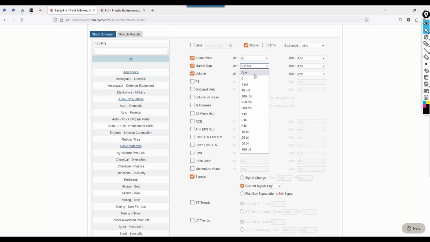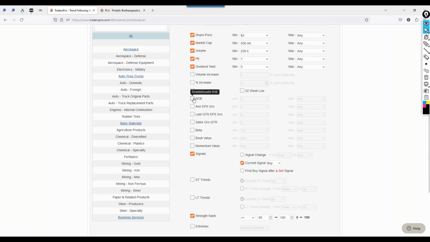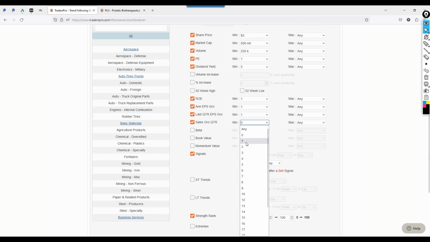but you're getting the best of the best when it comes to are they in a current uptrend or not. So let's go volume. Let's stick with volume on, let's go 100,000 shares. Let's go 200,000. Let's leave the PE at 1. That means it's at least profitable. And let's go dividend yield of 5%. Minimum of 5%. We'll leave the max open. And then let's also set our ROE, some of these fundamental settings. Let's just set them to at least 1. Okay, so it's at least growing EPS. Okay, it's not negative.